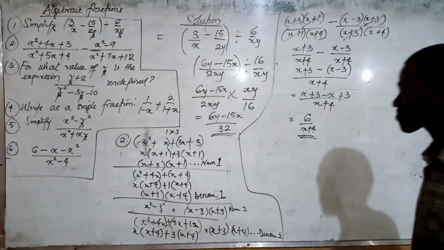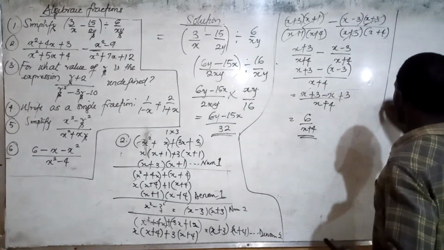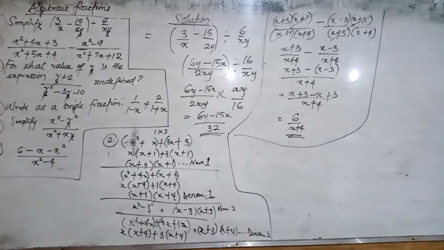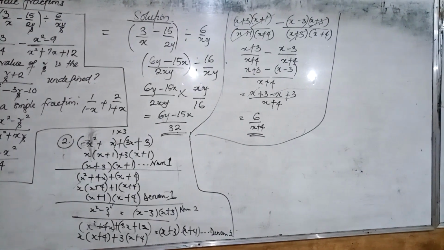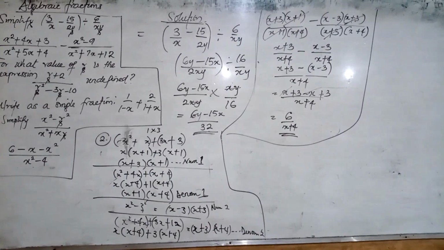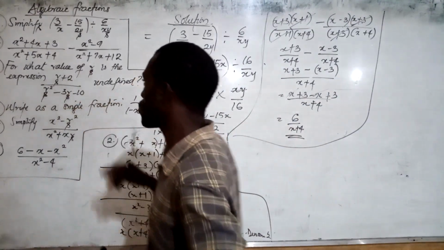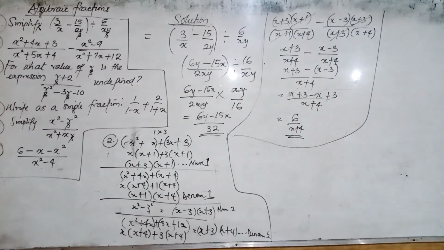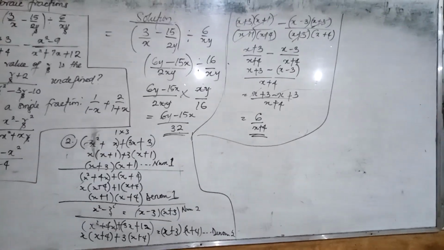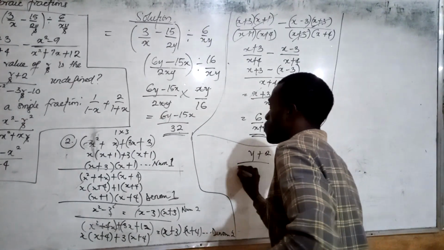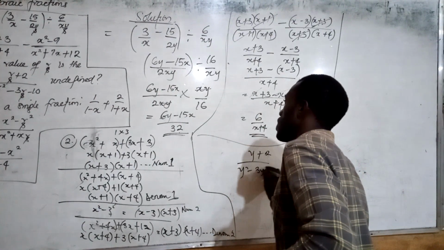So the next one is going to be number 3. And number 3 says that we should find what value of y this expression will be undefined. Alright? So what value of y the expression will be undefined? The expression is y plus 2 over y squared minus 3y minus 10.